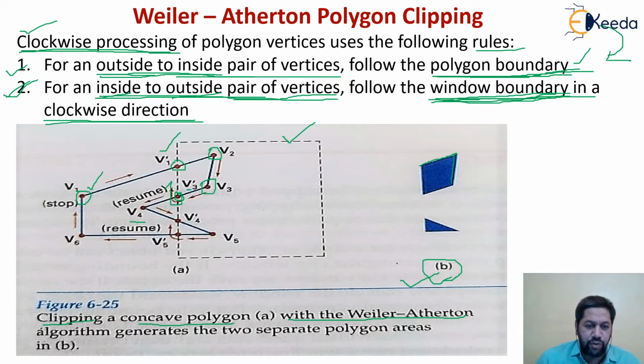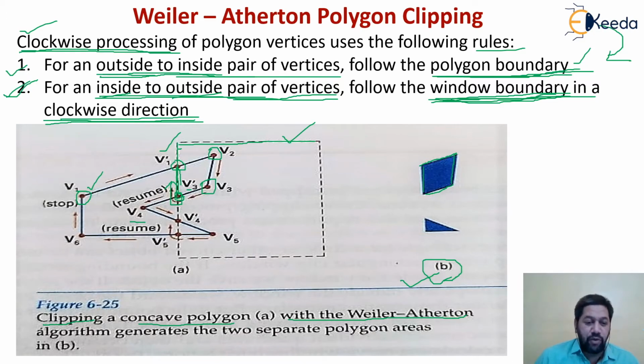Now I am moving along this, see, this is my window. So what do I have to follow? I have to follow the window boundaries in a clockwise direction. So I'm moving in this case and connecting this and this. After that, I'm connecting this because I'm following the window boundary, not the polygon boundary, in a clockwise direction. So I got V3 dash to V1 dash. This point is connected.